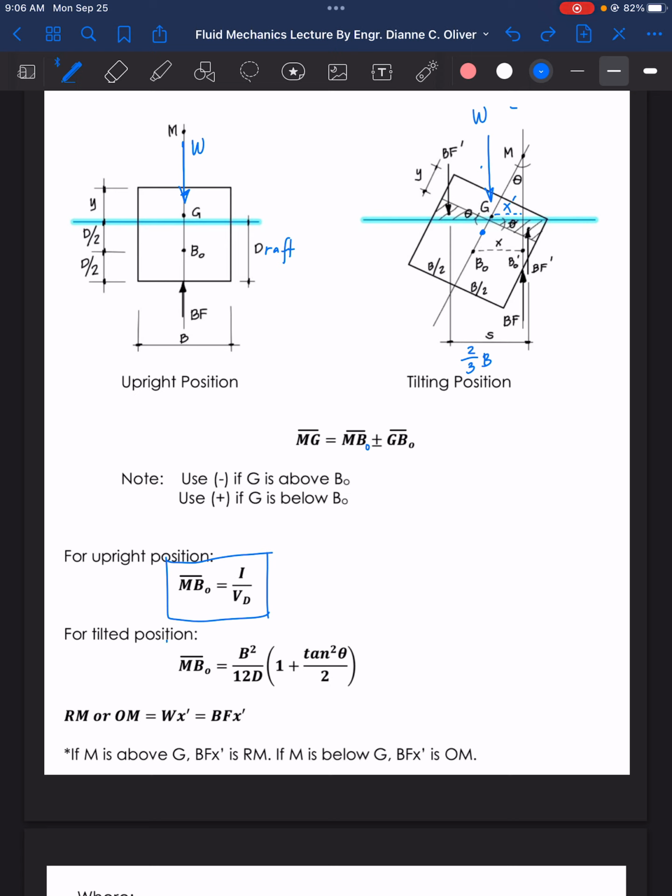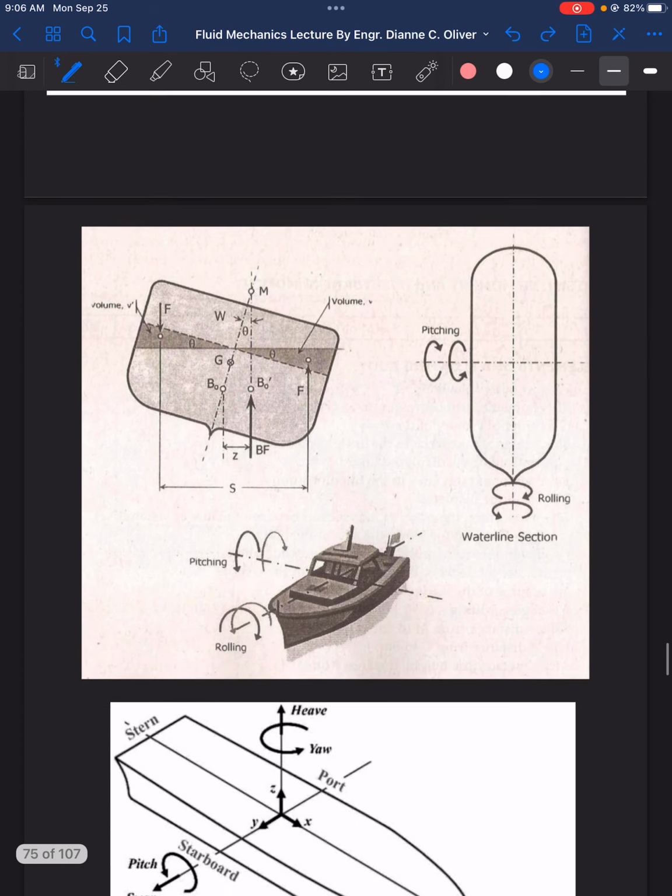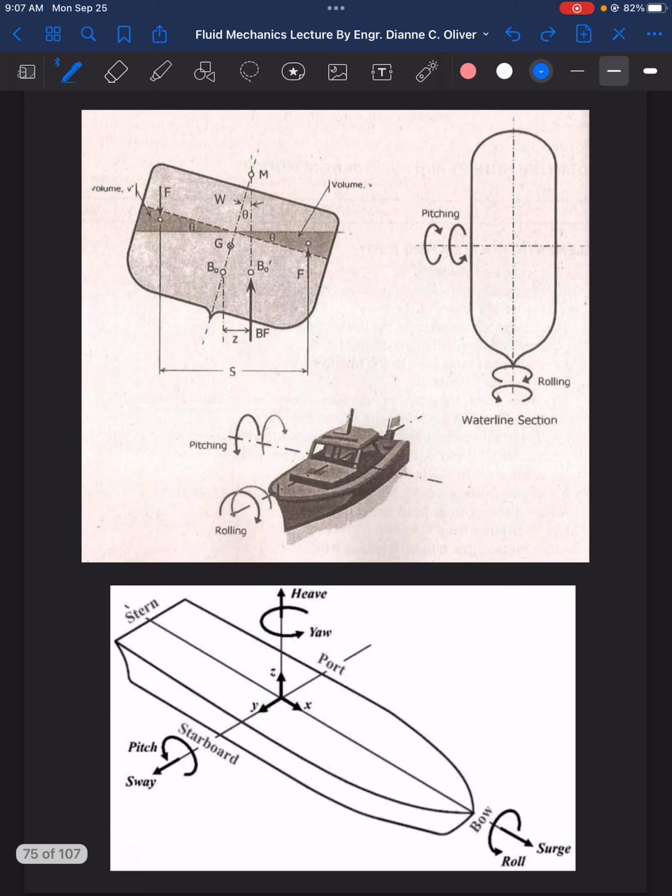This is the MB_O for the tilted position, given the angle of tilt, theta. Now, as for the moment of inertia, what will we consider? As mentioned, the body is more stable in pitching than in rolling because the moment of inertia in pitching is greater than that in rolling. When we say pitching, here is the movement of our body. This is the pitching and this is the rolling. It is more stable in pitching because the value of I is greater.